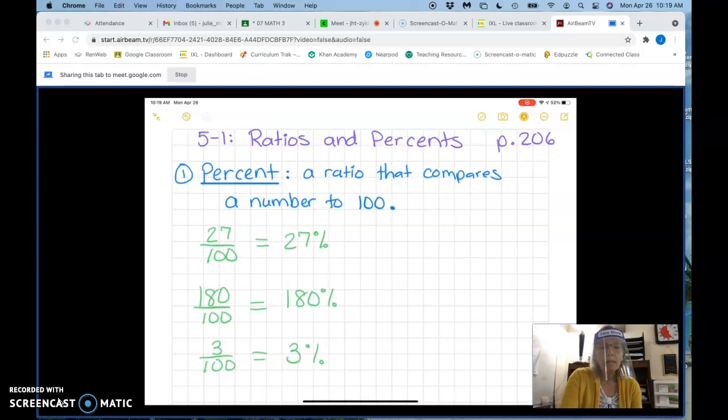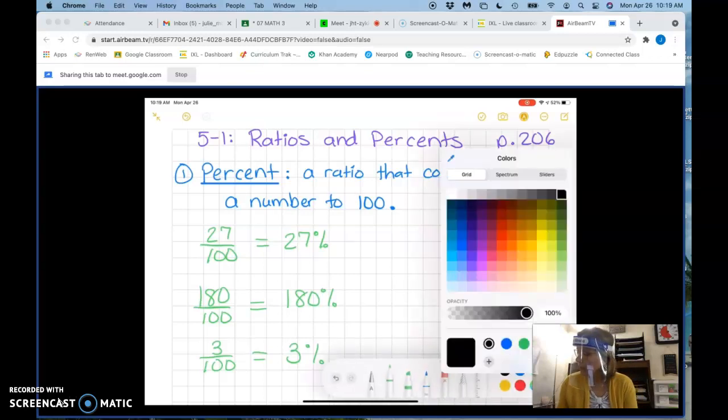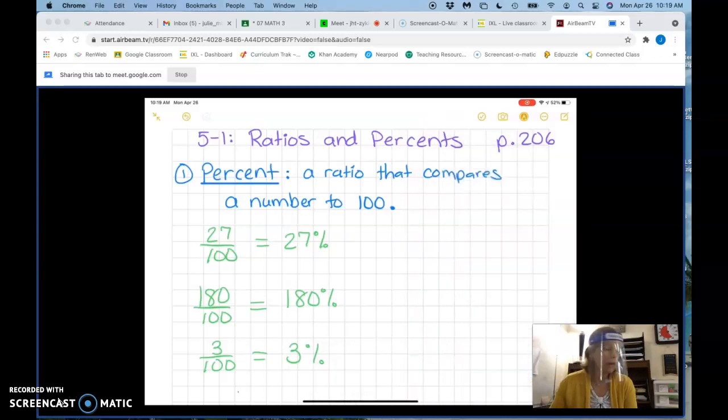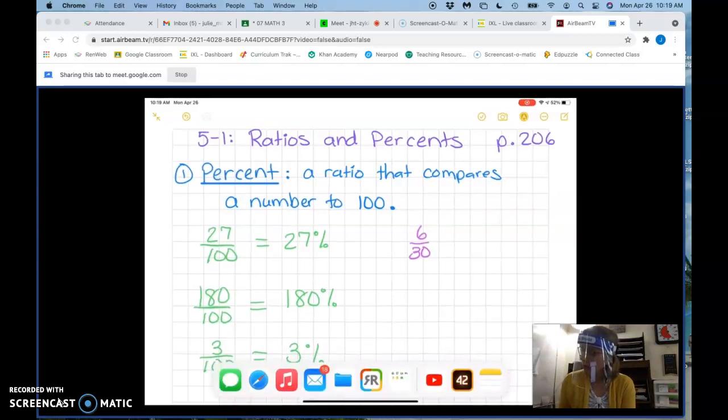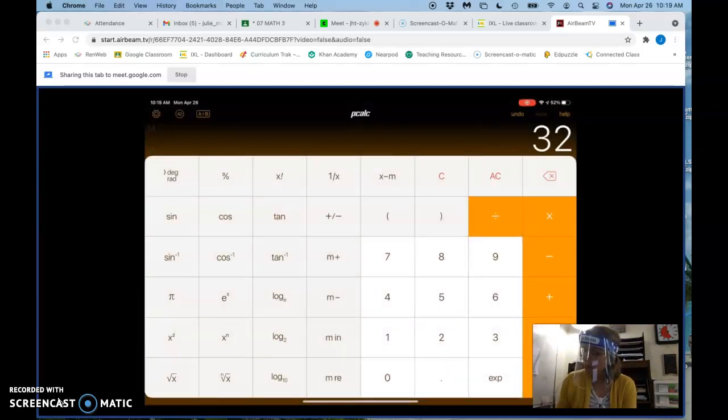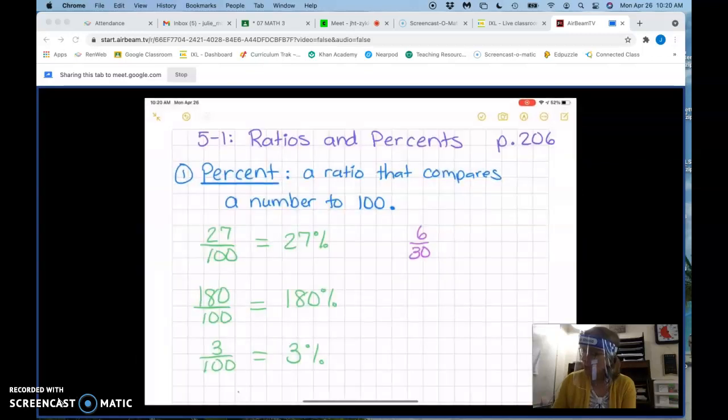Now, sometimes we don't have 100 as our denominator. So let's do a couple of examples where we don't have 100 on the bottom. So we might have 6 to 30 as our ratio. So fraction means what? Divide. So first I'm going to divide 6 divided by 30, and I get 0.2.